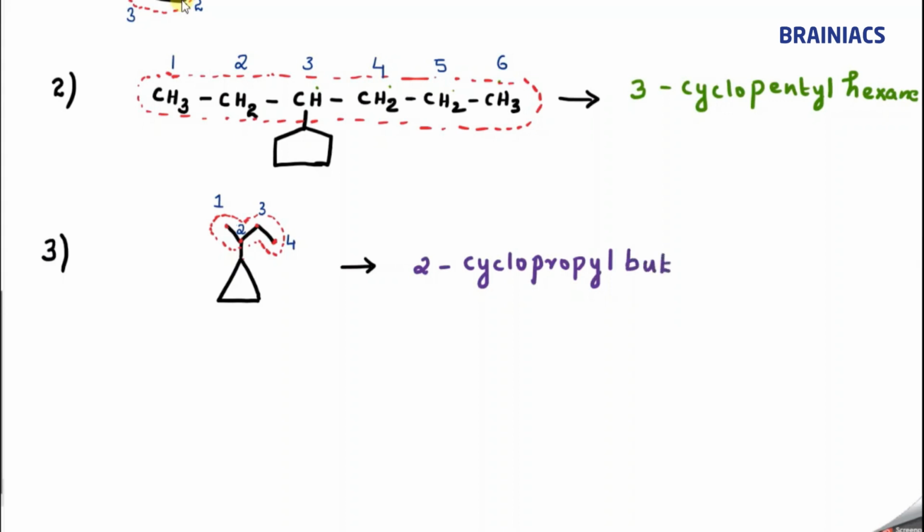And we know that all these are linked through single bond, so we use the term ane. So we can say 2-cyclopropyl butane is the correct answer, or the IUPAC name for this particular compound. Shall we go to the next question then?